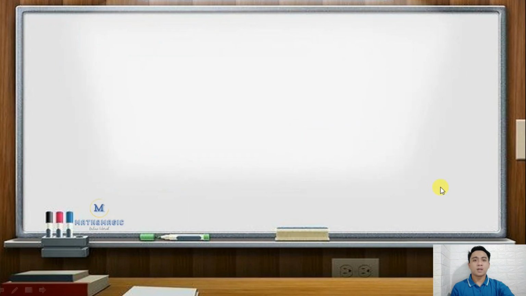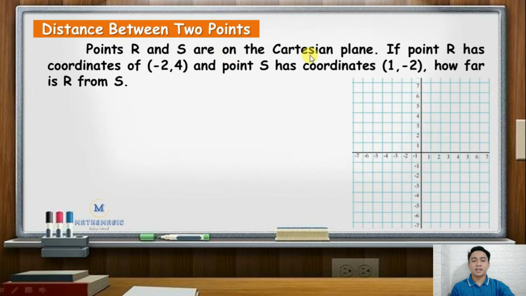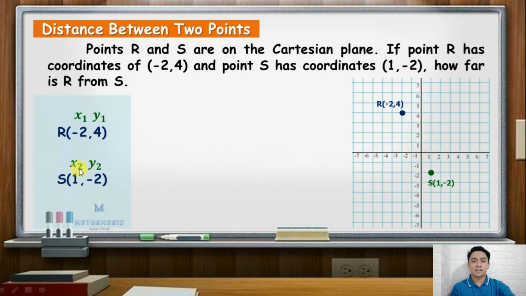As an example, points R and S are on the Cartesian plane. If point R has coordinates of (-2, 4), and point S has coordinates (1, -2), how far is point R from point S? For this item, we first need to set coordinates as sub 1 and sub 2. Here, the coordinates of point R will be for sub 1. Thus, x1 is negative 2 and y1 is positive 4. For the second point S, x2 will be positive 1 and y2 is negative 2.